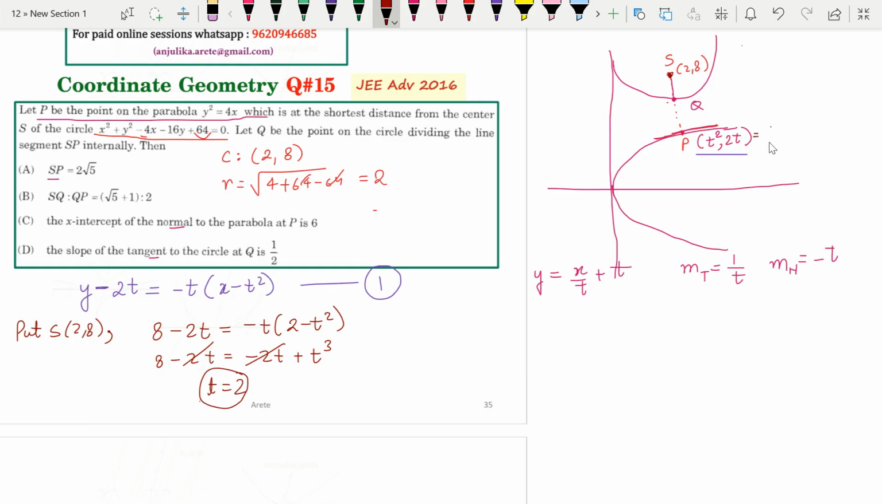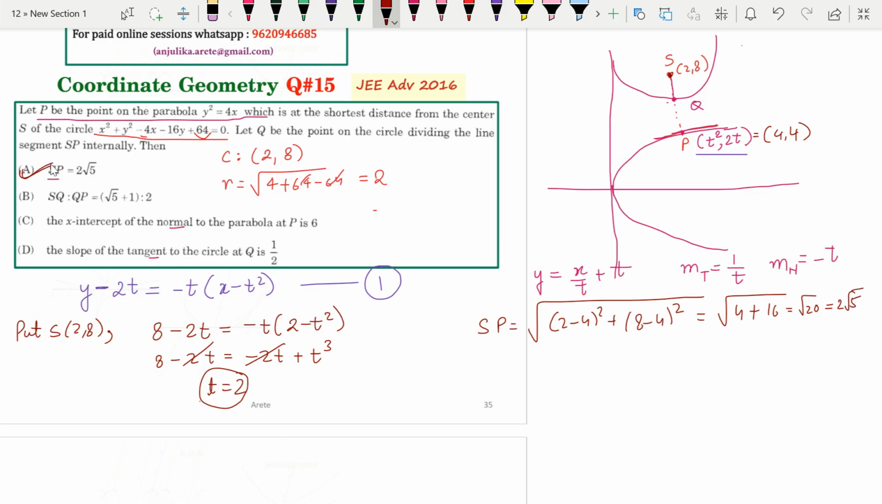So your point is 2 square, that's 4, and 2t is also 4. So get the distance now. What is SP? Very easy. Distance formula you can use: (2 minus 4) whole square plus (8 minus 4) whole square. Done. So this is 4, and that is 16. This is root 20, and root 20 is nothing but 2 root 5. So the first option is a correct option.